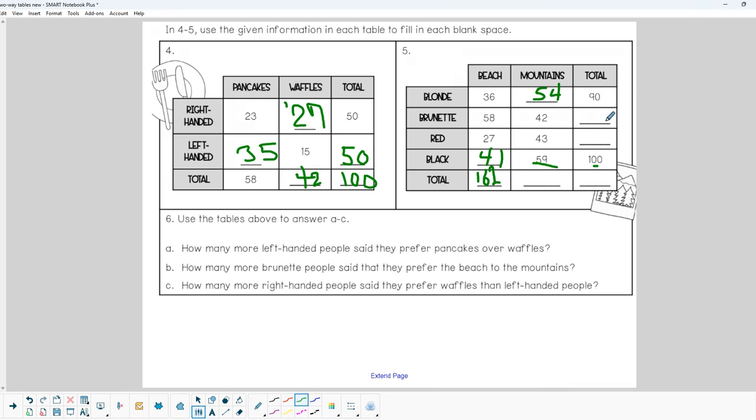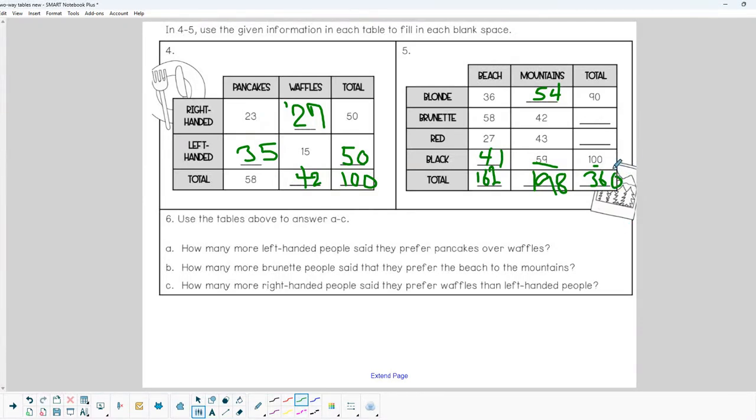Okay, in the next column we've got 54 plus 42 plus 43 plus 59, that equals 198. That's a lot, right? So if we combine 162 and 198, that gives us 360. Wow, that's almost the same number as degrees in a circle, huh?